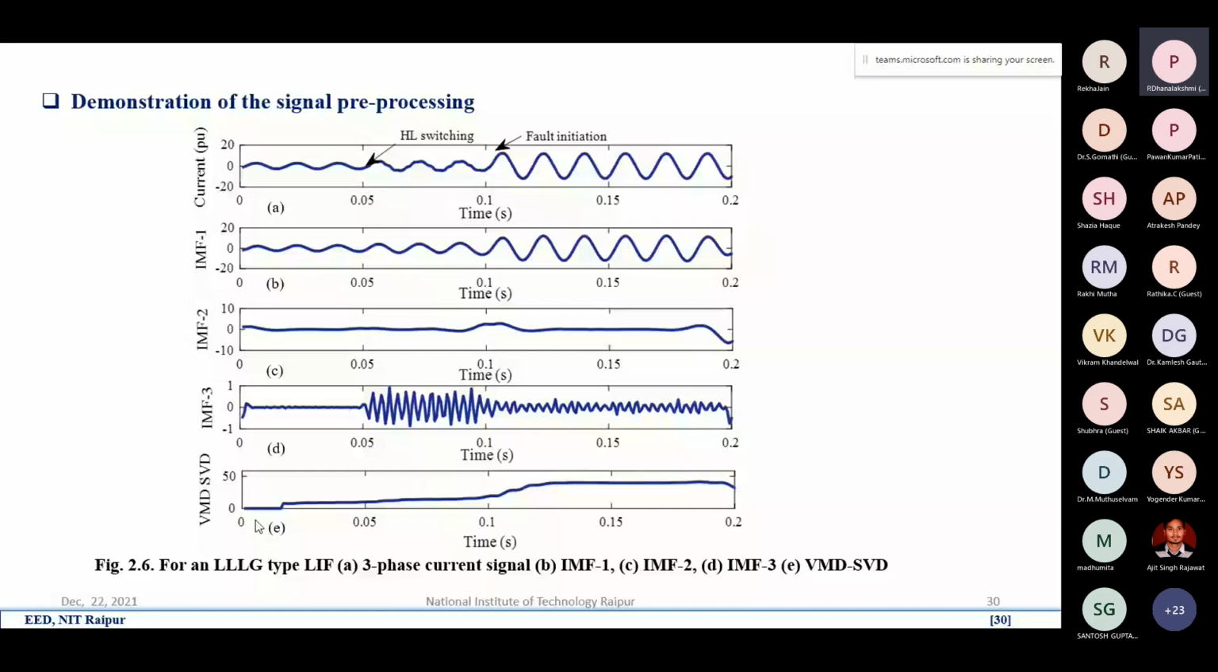At the 0.1 instant, there is a sudden rise in the singular value decomposed value of the signal, which is quite evident because at this instant the fault has occurred. So this feature is very useful to be taken as input to the support vector machine based classifier to finally detect the presence of fault. If it is a low impedance fault, you can see the range of the feature vector is between 0 to 50. So it gives a clear discrimination between them.